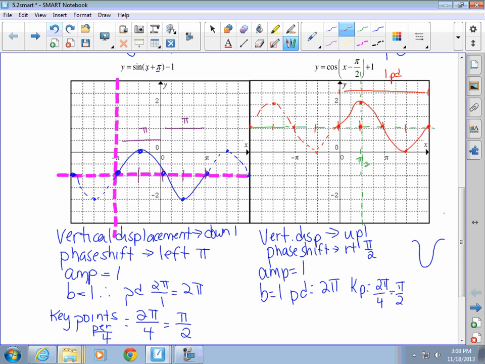So it depends on what the question says. If it only says for one period, or sometimes you're going to come across ones where they'll have restrictions between negative pi and 2 pi or whatever. If this question said to draw the graph between negative pi and 2 pi, then that would look like this. I would have to include that, if that were my restrictions for it. So it just depends on what the restriction says. If there's nothing there, then you assume you do it for one period.